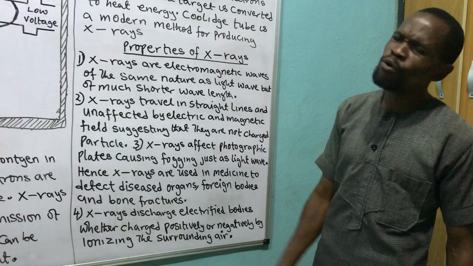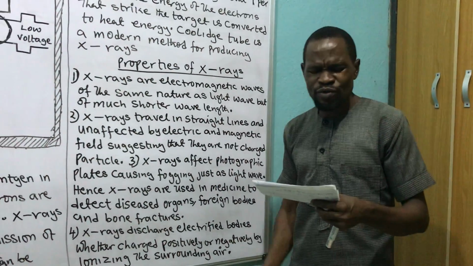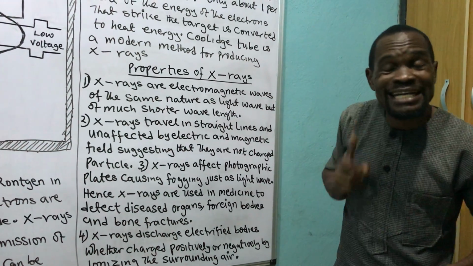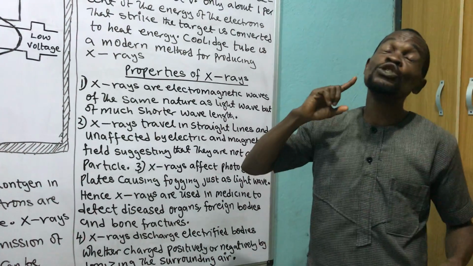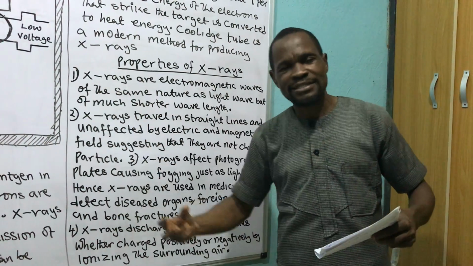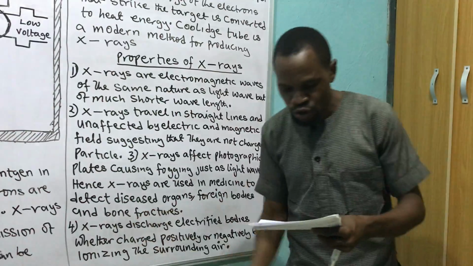Then we have other properties. Number five, X-rays ionize the gas through which they pass. If X-ray passes through a gas, it will ionize it, and that gas will begin to emit light.